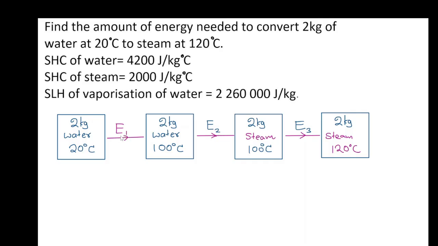Now E1 is mc delta theta. m is 2, c of water is 4200, delta theta is 100 take away 20, which is 80. Now, this is specific latent heat. The formula is ml. So, the mass is still 2. L, specific latent heat of vaporization, is 2,260,000 joules per kilogram. So, this much.